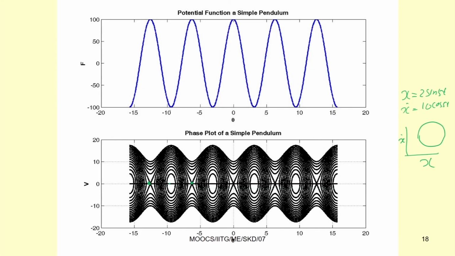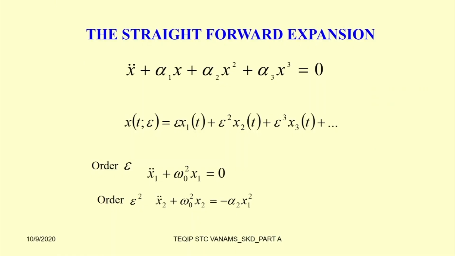These correspond to minimum potential energy. Corresponding to maximum potential energy, we can discuss later that this will give rise to an unstable fixed point response. So this is a stable fixed point response and this will be an unstable fixed point response. Those things we will study in the next classes.